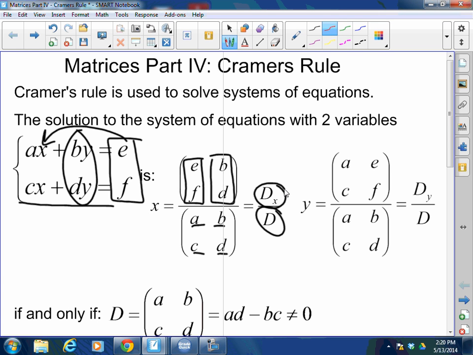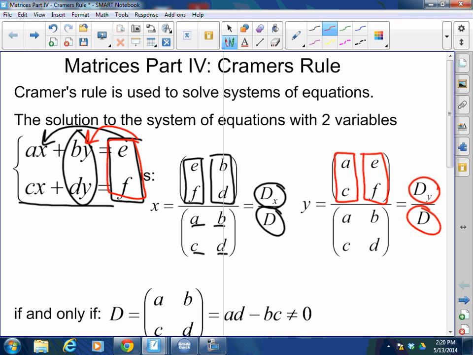For the y, when I want to find my d of y, look at what happens here. My E, F gets replaced with my y values. So I have my coefficients of the x, I have my E, F. That's d of y. So if I say d of x, I replace the x coefficients with my constant values. If I find d of y, the determinant of y, I replace my y coefficients with the constant values. And I divide both of them by d, which is simply the determinant of the coefficients by themselves.